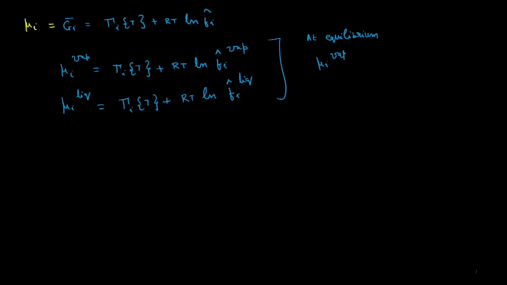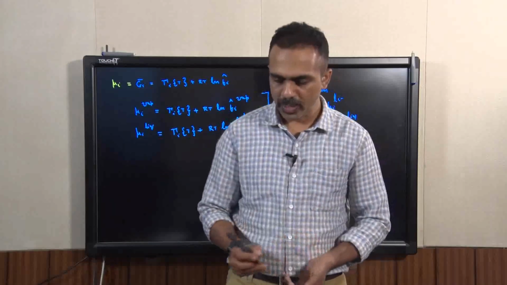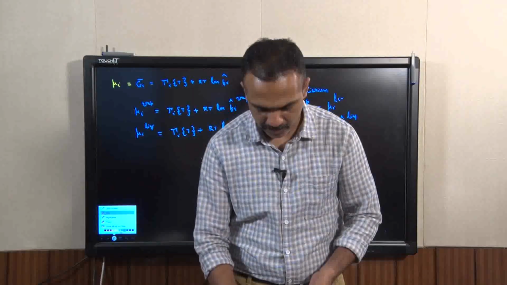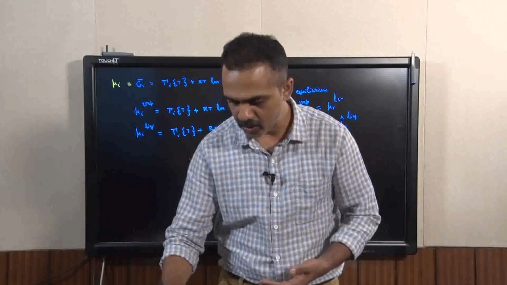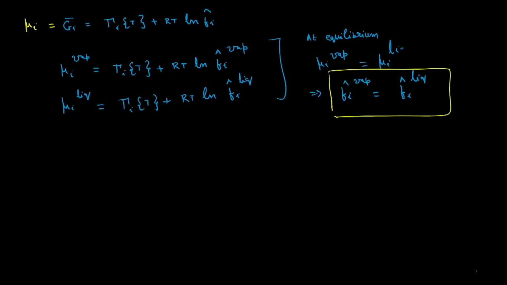And because at equilibrium mu i vapor is mu i liquid, from these two equations what we get is that Fi hat in the vapor phase, the fugacity of species i in the vapor mixture, should equal the fugacity of species i in the liquid mixture. So instead of relating the vapor-liquid equilibrium via the chemical potentials, what we have achieved by introducing fugacity is that the fugacities of these species in the vapor and liquid mixtures are going to be the same for a VLE.